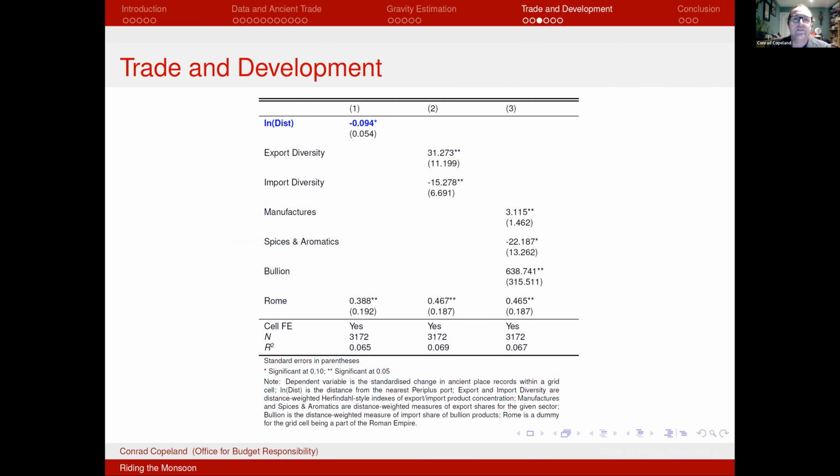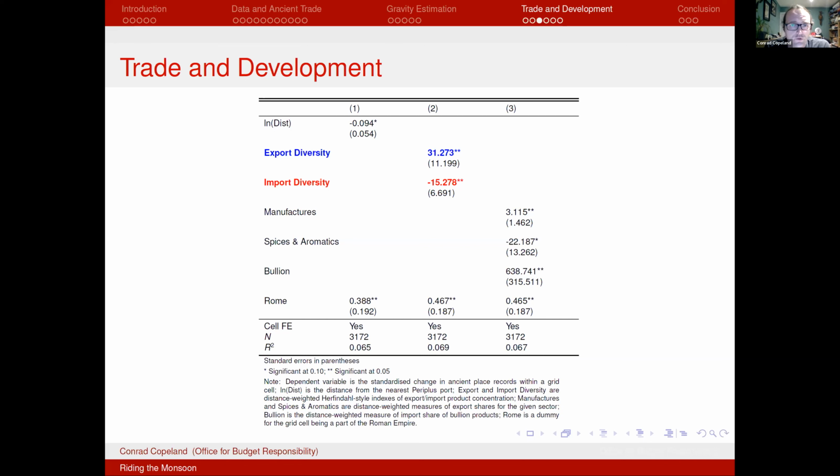And essentially, the key here is that distance matters, right? Proximity to the ports matters for development, which is intuitive and understandable, but interesting in the sense that these ports did drive growth or were linked to changes in growth. The export-oriented element of this is also interesting in the sense that having a large number of export goods or a more diverse export basket is linked with increased development.